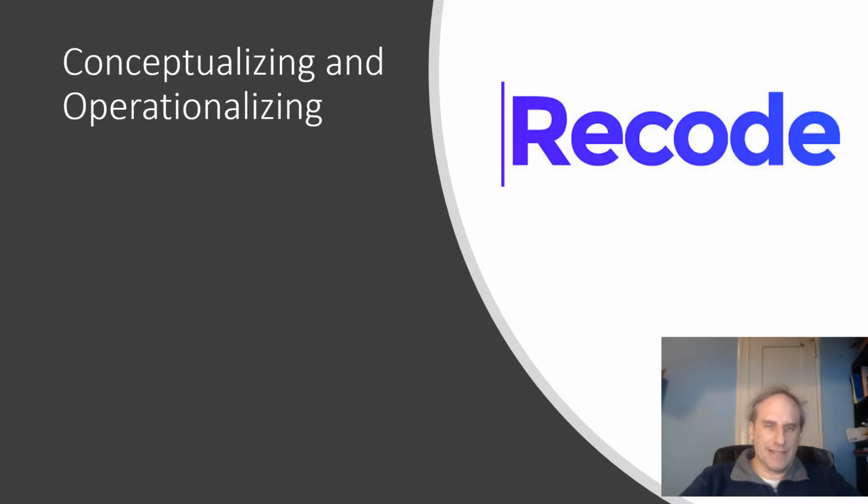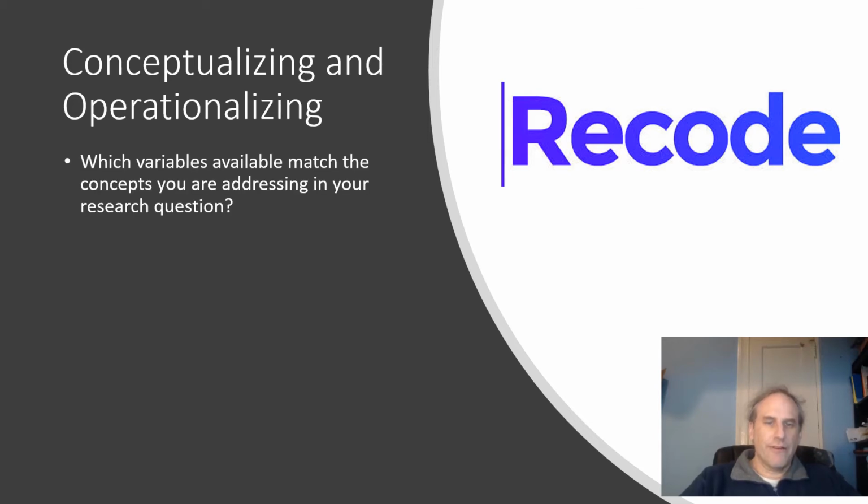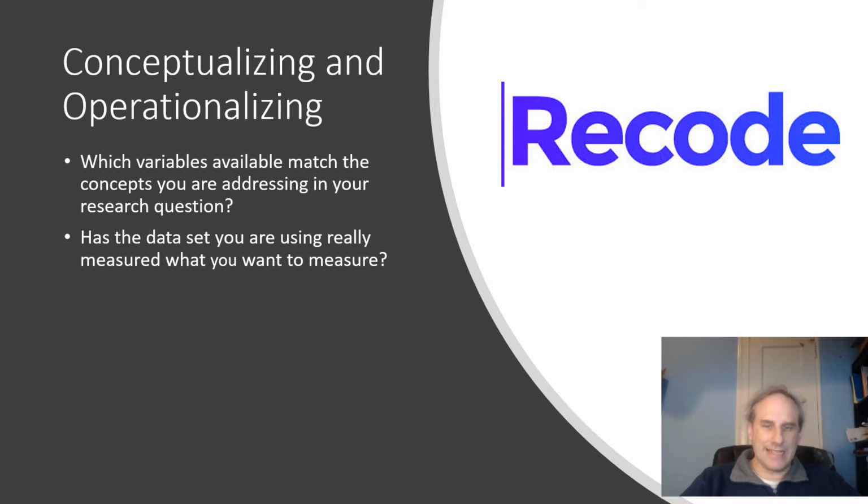So, thinking about secondary data, what are the steps in conceptualizing and operationalizing? First of all, you have to think about which available variables match the concepts you're addressing in your research question. Has the data set you're using really measured what you want to measure? That is, they asked questions, but were they the questions you'd want to really capture the concept you're thinking about? That is another way of saying, will you be able to test your hypotheses? Will the correlations you'll be able to test actually match the broader concepts you're trying to see if there is some basis in reality?